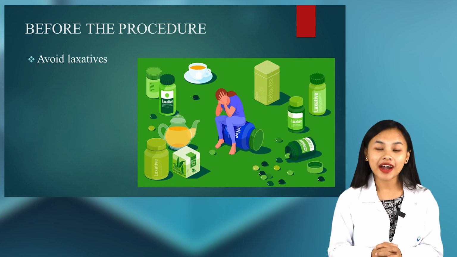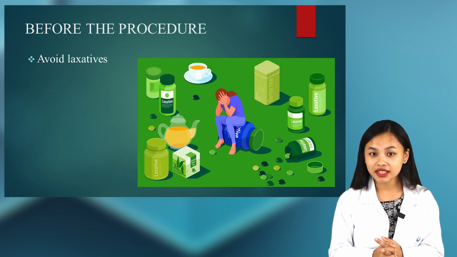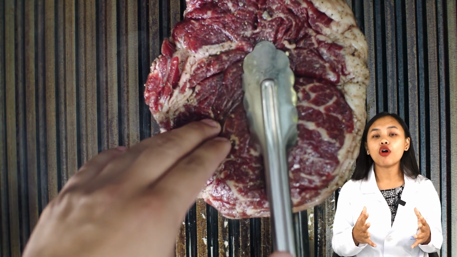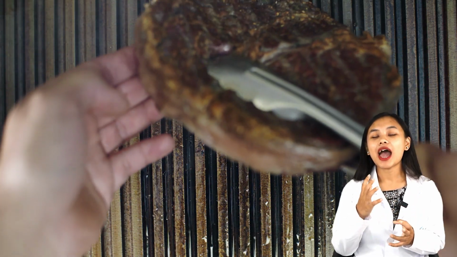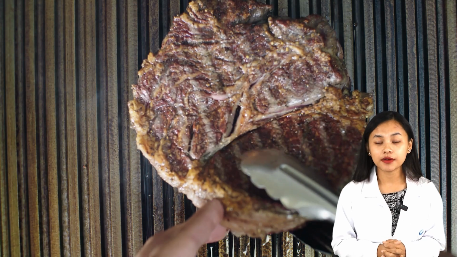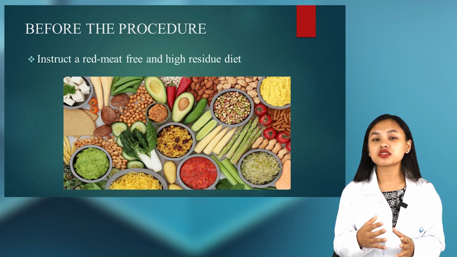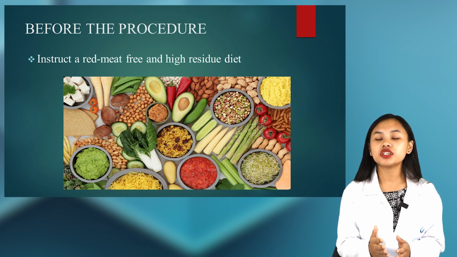You must also advise the patient to avoid laxatives, enemas, or even suppositories at least 3 days prior to the collection of this specimen, because these may interfere with the results. So as a nurse, you must also tell them to avoid laxatives. And you must also instruct the patient to follow a red meat free and a high residue diet. So these are a few of the things that you as a nurse must instruct the patient before the procedure is performed.